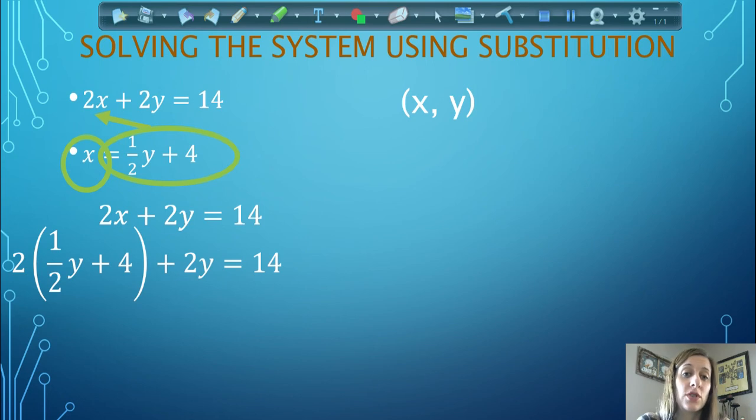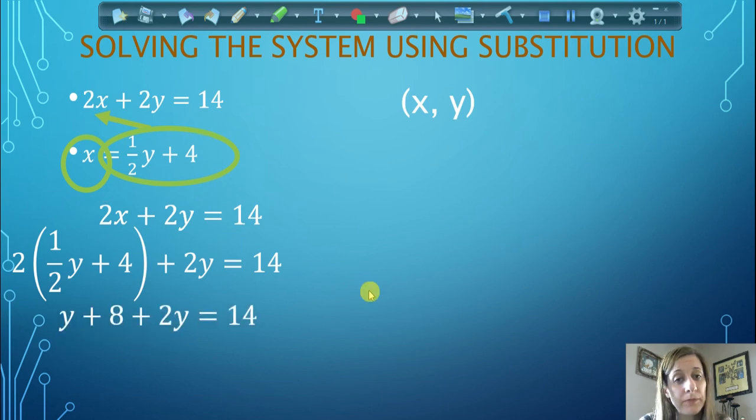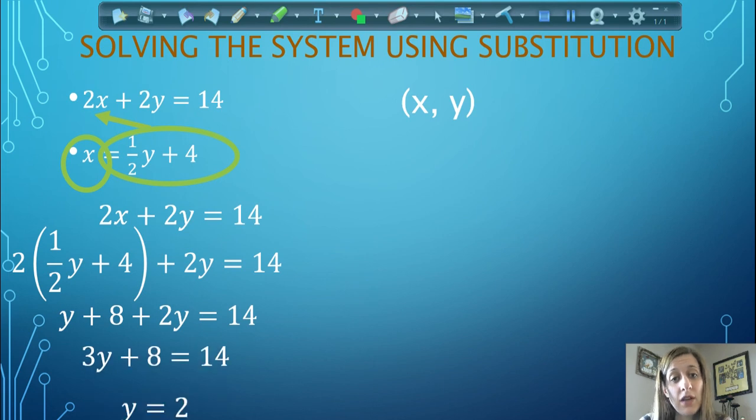When you use a substitution, you need to make sure you use parentheses because it's 2 times x, and x is equal to all of that. So we should use the distributive property. You should combine like terms, and then you need to solve for y. So I get y equals 2.